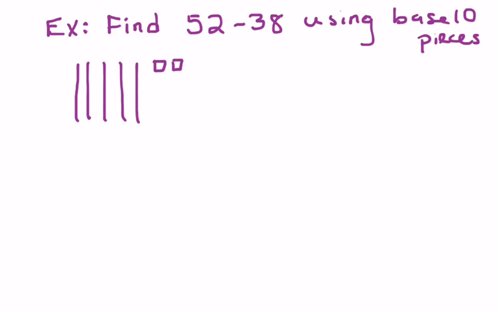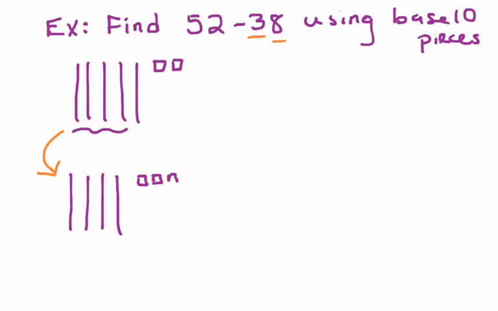Then I need to take away 3 longs and 8 units. I have enough longs, but I don't have enough units. So next image I would show the exchange of 1 long for 10 units. That leaves you with 4 longs, and then that fifth long becomes 10 units, and I still have my 2 units from before.